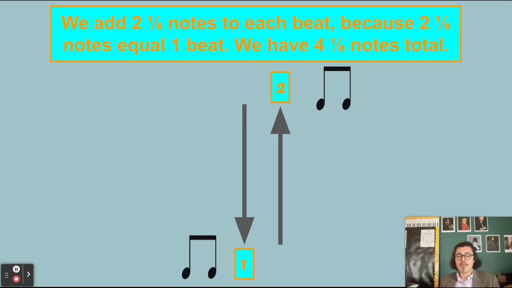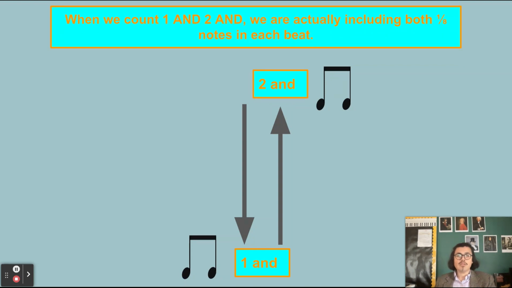So now I'm going to play 1, 2, 1, 2. For every one, 1, 2, 1, 2. So to make it easier, when we count 1 and 2 and, we're actually including the eighth note in each beat. So instead of counting 1, 2, I'm going to say 1 and 2 and 1 and 2 and. You see how by saying "and," you're actually listening to the second note of the second half of each beat? Otherwise, it's 1, 2, 1, 2.